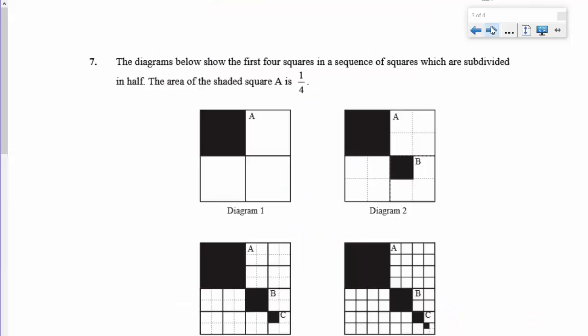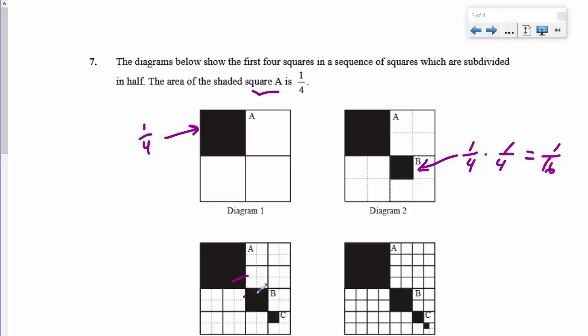All right, now we have diagrams for areas of squares, actually. It says that the area of the shaded square A is 1/4. So basically, this area right here is 1/4. This square and this square are the same, but this is actually 1/4 the area of this. So this area right here should be square A, which is a fourth, times a fourth, which would actually be a 16th. That's the area of square B.